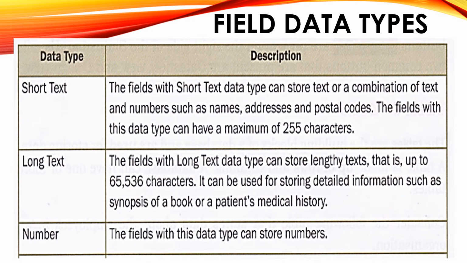Field data types. The various data types available in Access are given in this table. First is short text. The fields with short text data type can store text or a combination of text and numbers such as names, addresses, and postal codes. Next is long text. The fields with long text data type can store lengthy text that is up to 65,536 characters. Next is number data type. Number data type can store numbers.